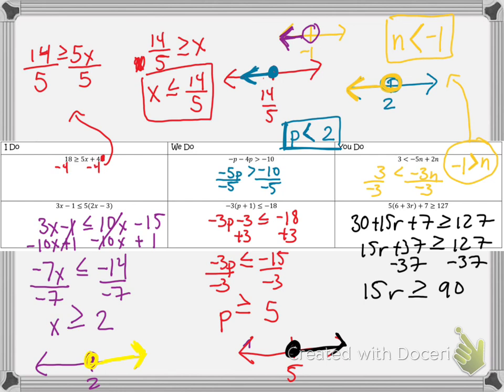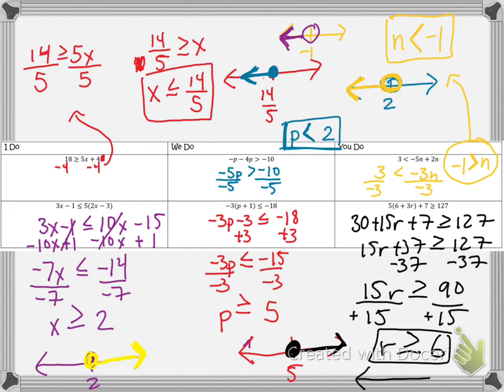Your final step will be to divide by 15. Divide by 15. And I have r, 90 divided by 15 is 6. Okay, do I flip the inequality sign, yes or no? That is correct. I do not flip the inequality sign because I divided by positive 15. So my final answer is r is greater than 6.